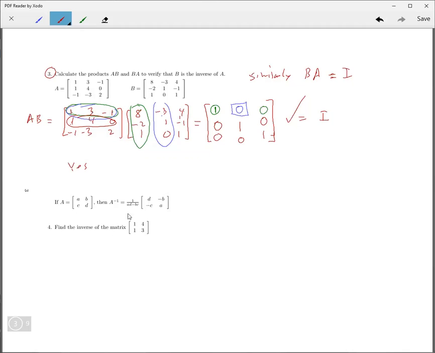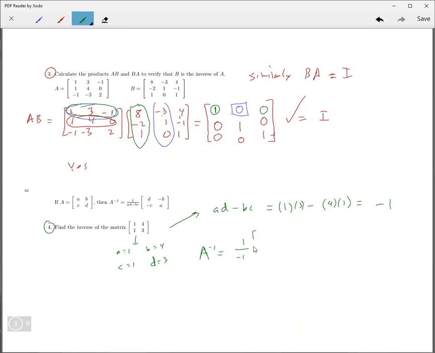Okay, number 4 is simply find the inverse of this matrix. So again, we're going to calculate AD minus BC. So again, here A is 1, B is 4, C is 1, and D is 3. That will be 1 times 3 minus 4 times 1. So that's 3 minus 4, that's negative 1. Okay, now the fact that that's not 0 means that it will have an inverse.